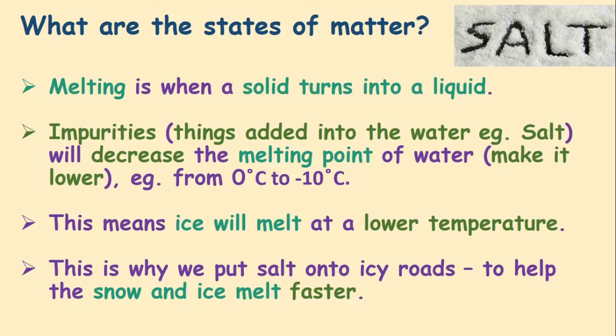Melting then is when a solid turns into a liquid. Impurities like salt will decrease the melting point of the liquid, making it lower. So for example, the melting point of water is usually 0 degrees. But if you add impurities to the water, it can decrease the melting point down to -10. This means that the ice will melt at a lower temperature, so the solid will become a liquid at a lower temperature.